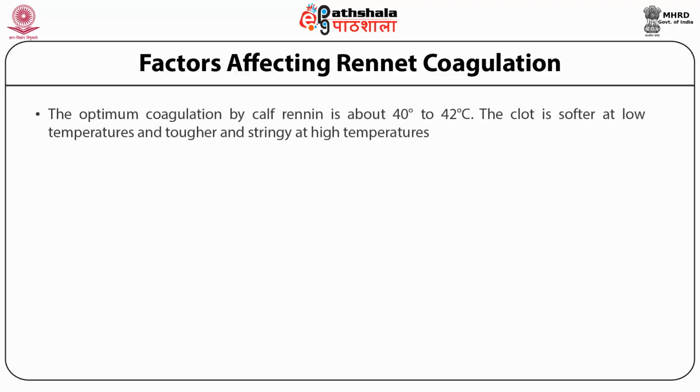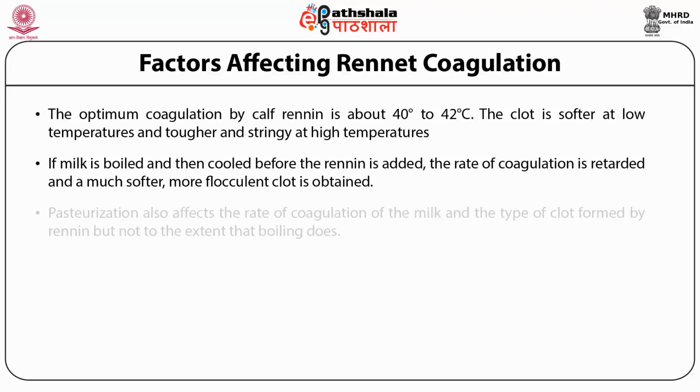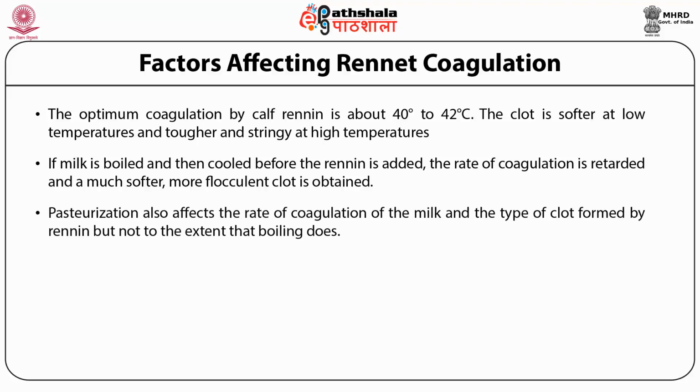As for temperature, rennin provides the best result at the temperature range of 40 to 42 degrees centigrade. At these temperatures, it produces soft curds. Below these temperatures, the curds are very soft, and above these temperatures, the curds are tough and stringy. If rennin is applied to pre-boiled milk, the rate of coagulation is retarded and a much softer, more flocculent curd is obtained. Similar results are also shown by pasteurization of milk, which affects the type of curd formed by the milk.